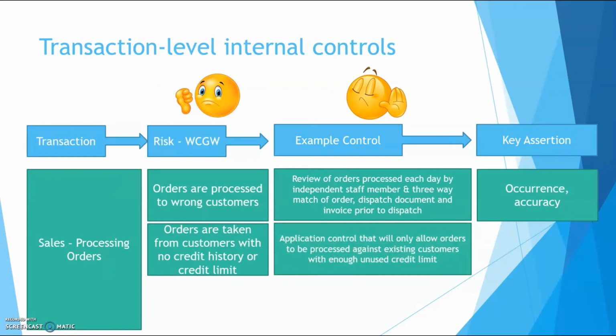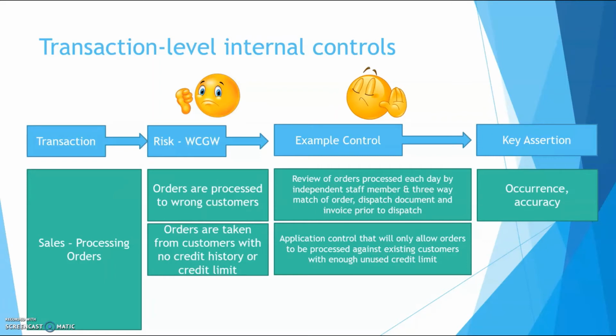So application control that will only allow orders to be processed against customers with enough unused credit limits. So what does this actually look like in practical terms? What you'll often find is when a new customer wants to purchase items on credit, a credit manager or an AR manager will run a credit check, get it approved by the CFO or the CEO, allowing customer X to have a credit limit of $10,000.